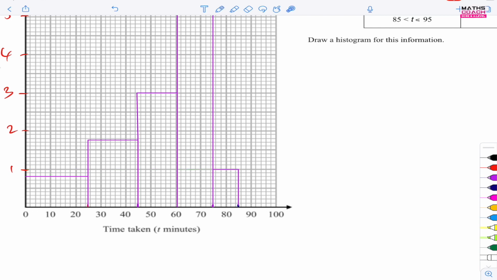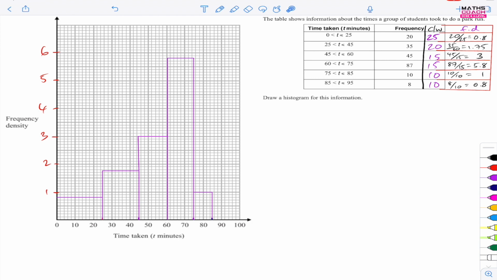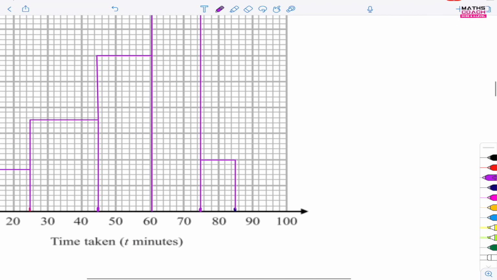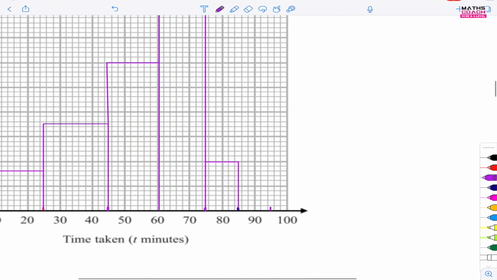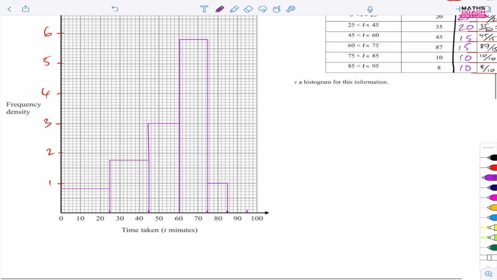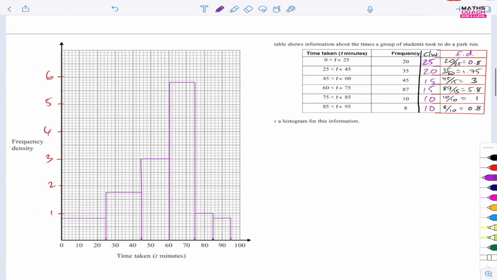Okay. And lastly, we have 0.8 frequency density going from 85 to 95. Okay, so 95 is right there. And we've got 0.8. So again, that's going to be 90. That's 0.5, 0.6, 0.7, 0.8 right there, and we have completed our histogram.